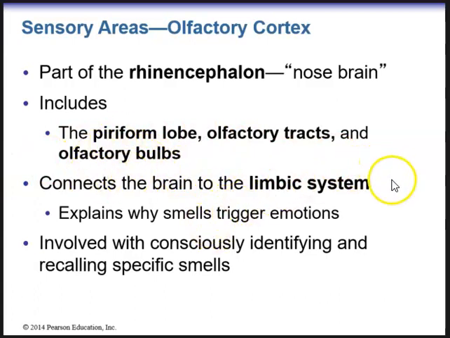It connects the brain to the limbic system. The limbic system is involved with emotions and memory. So this is why smells can trigger different emotions. If we have, you know, the scent of an ex-boyfriend's cologne, it kind of brings up memories of a past relationship. Or you know how home smells whenever you go home to your parents' house. It just smells like home because it triggers all those memories of what we consider to be home. And that's due to the connection of the olfactory cortex to the limbic system. So the olfactory cortex is also involved with consciously identifying and recalling specific smells.